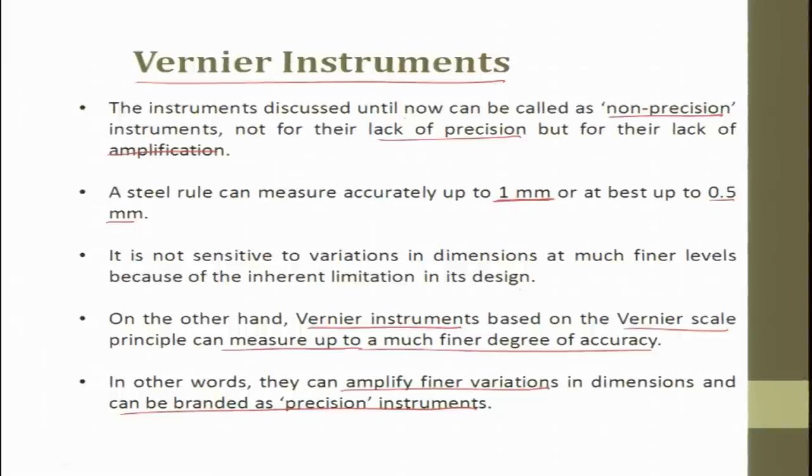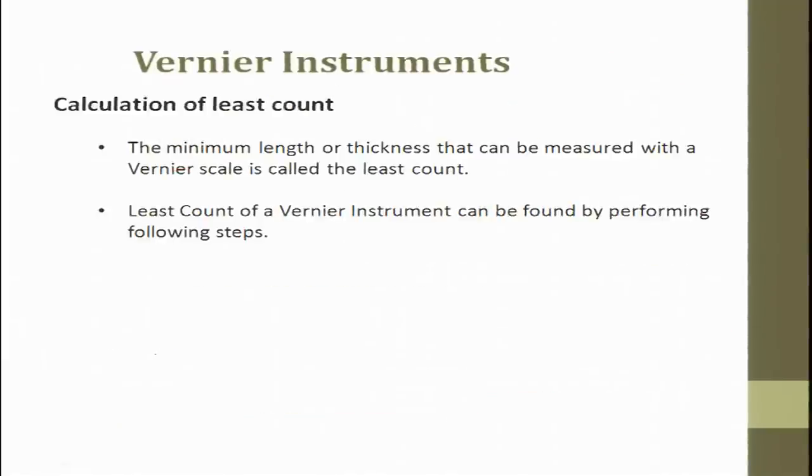So, as discussed until now, what did we discuss? We discussed about caliper, we discussed about linear measuring ruler, we were discussing about combination. All these things were not highly precise, but the moment you come to this vernier, we have very high precision. So, let us calculate the vernier caliper's least count. The minimum length or thickness that can be measured with a vernier is called the least count.